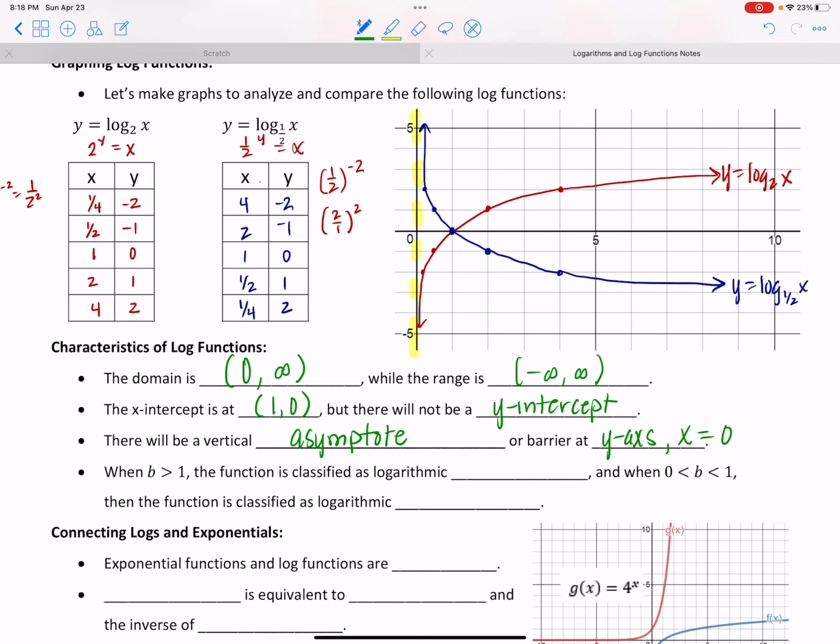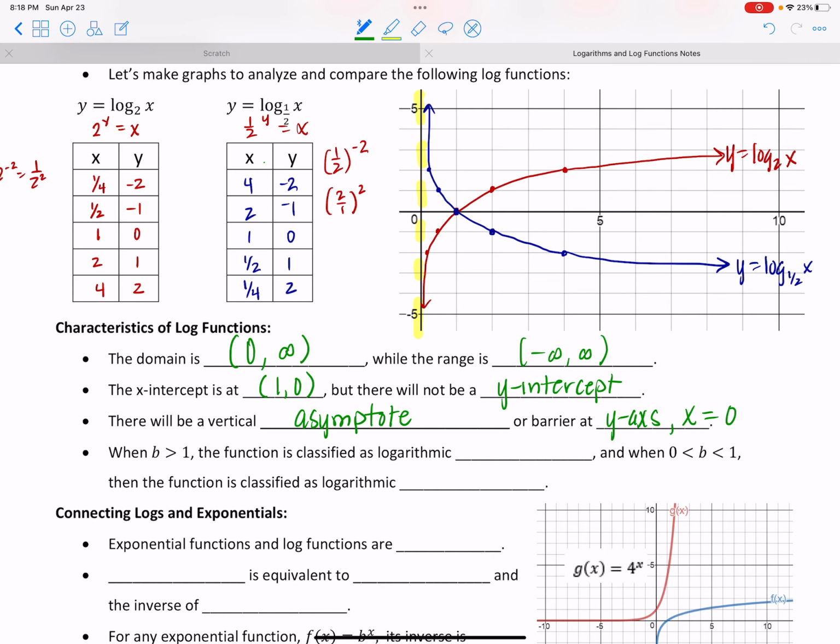Now, the only difference between the two graphs, and in general what happens with our log functions, is, again, when the base is something bigger than 1, we have a logarithmic growth situation, an increasing graph. And when it's something between 0 and 1, we have logarithmic decay. We see those decreasing graphs. Again, these are characteristics that apply to the parent form of our log functions, okay, because obviously transformation rules do apply.